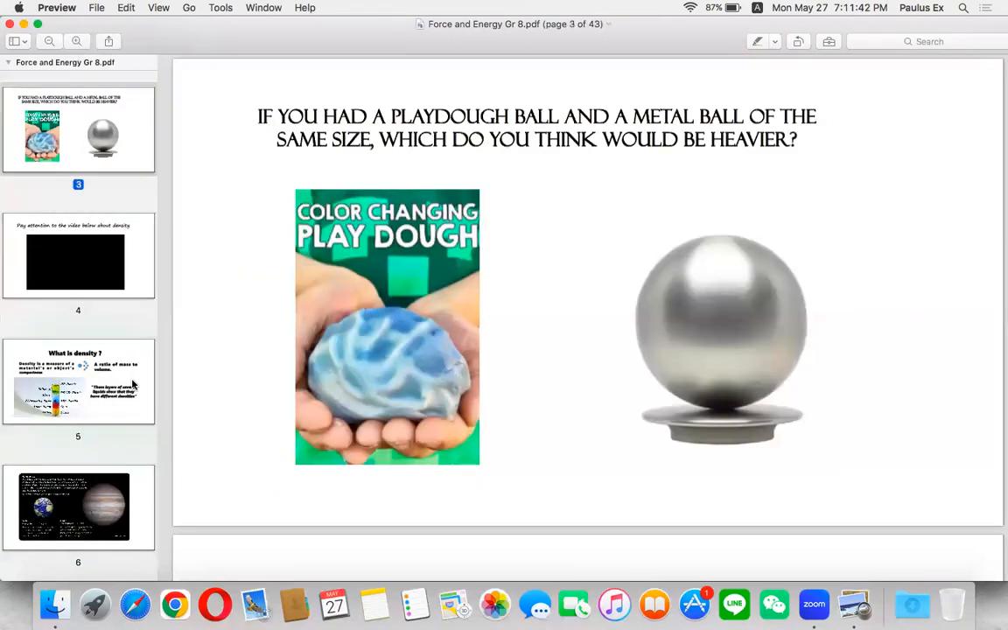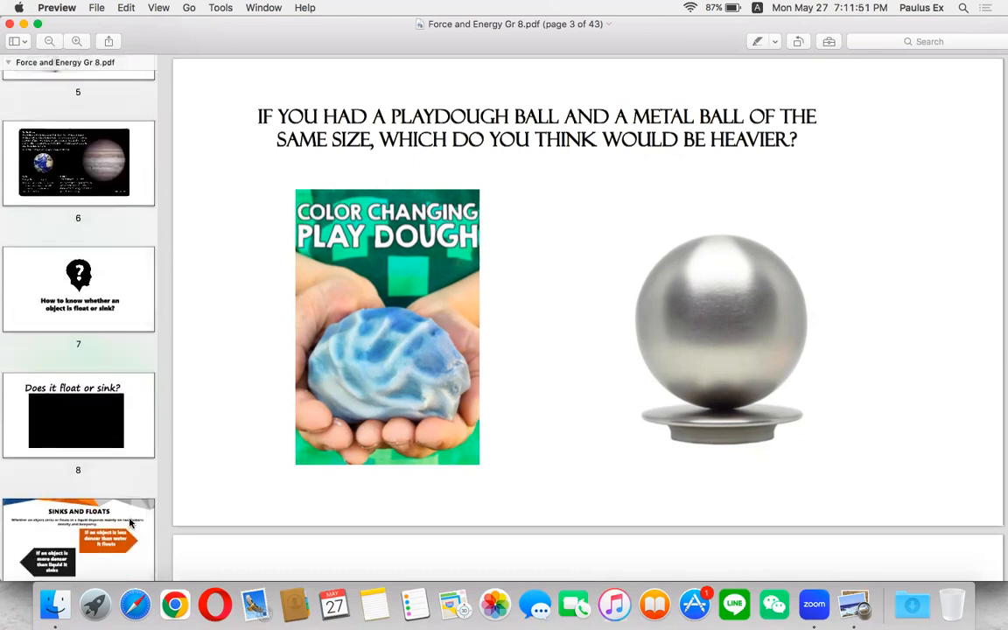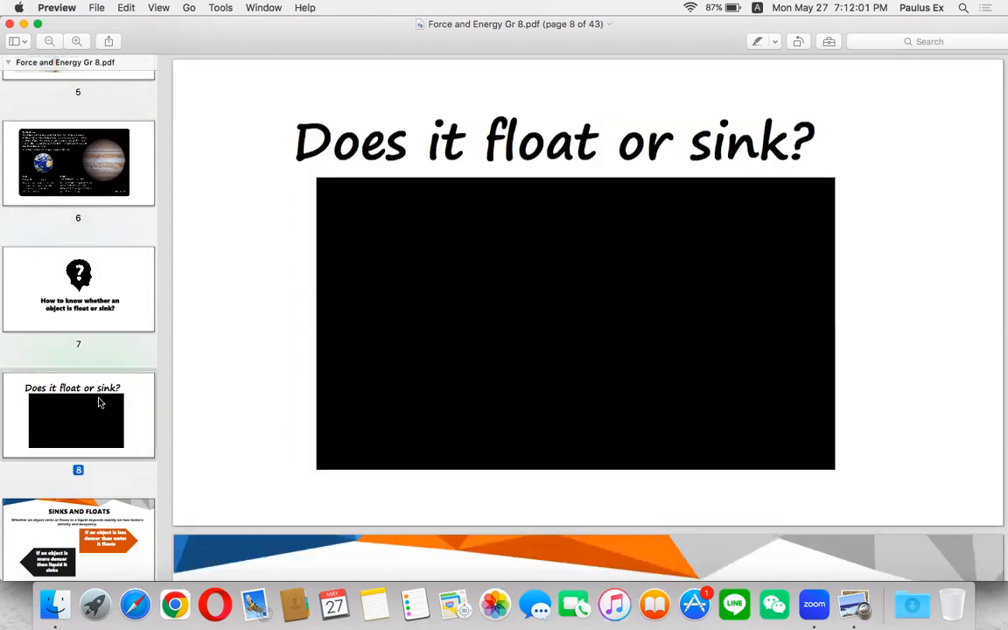Sir, maybe we can know the density first, the density of the ball and the density of the metal. I think metal is denser than the ball.